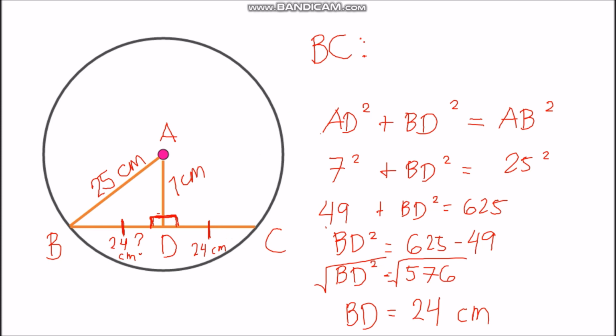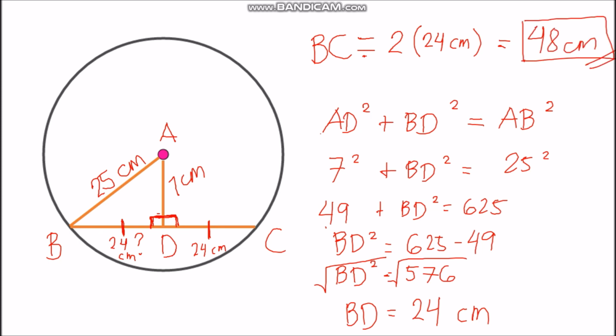And like what I've said a while ago, to solve for BC, you either multiply BD by 2 or you add BD and DC. So what we can do here is just multiply BD by 2. So 2 times 24 centimeters. Therefore, the measurement of BC is 48 centimeters. So now we can say that the length of the chord is 48 centimeters if its distance from the center is 7 centimeters and the radius measures 25 centimeters.